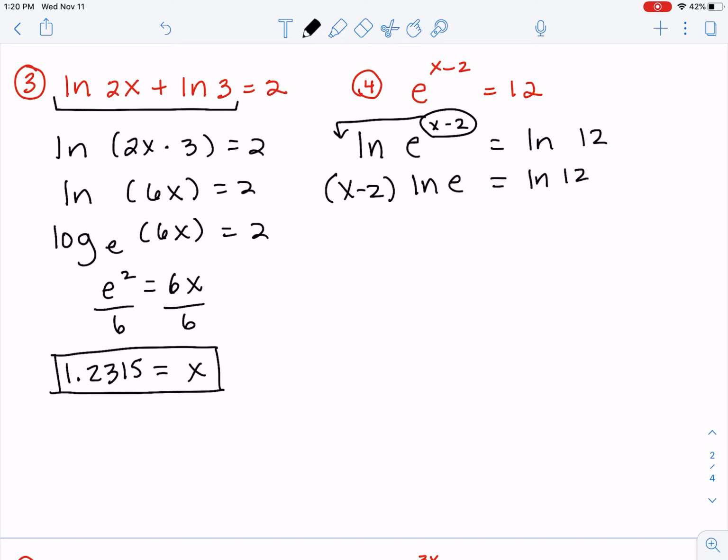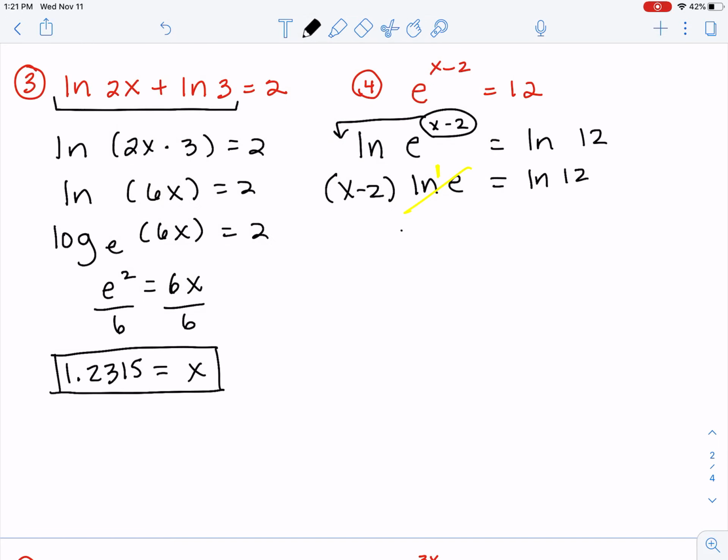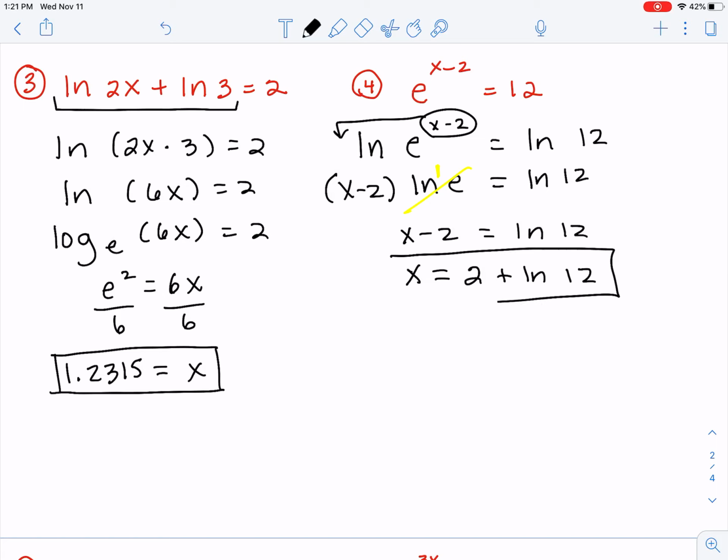All right, well, let's see. Natural log of e, well, the natural log of e is 1. So if the natural log of e is 1, I get x minus 2 equals natural log of 12. I'm going to add 2 to both sides. X equals 2 plus the natural log of 12. This is an exact answer. Okay, an approximate answer would be to actually figure out what the natural log of 12 is, then add 2.